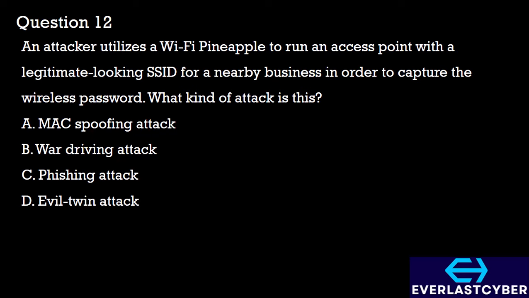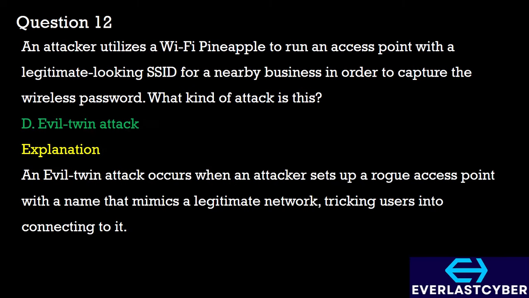It creates a fake access point with a legitimate-looking SSID, fooling users into connecting and allowing the attacker to capture the traffic or perform man-in-the-middle attacks. So in this scenario, the attack is option D, an evil twin attack.